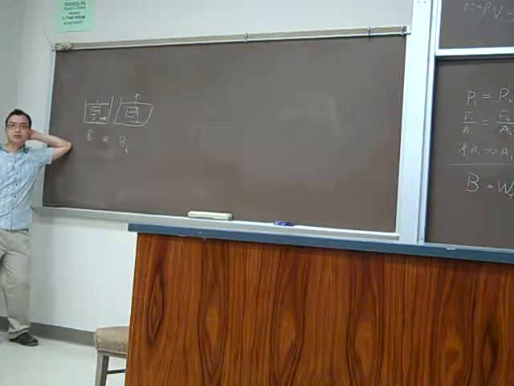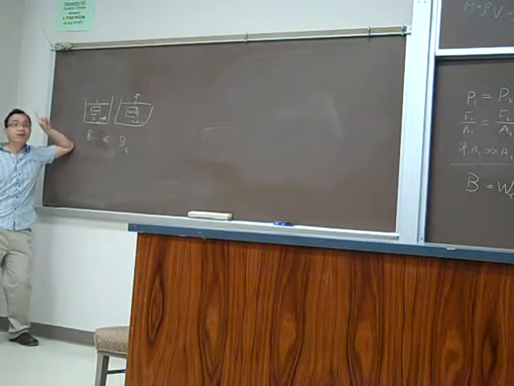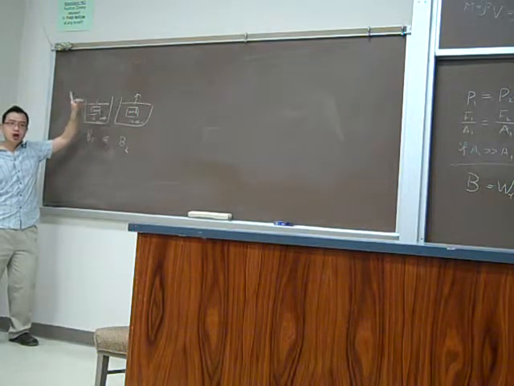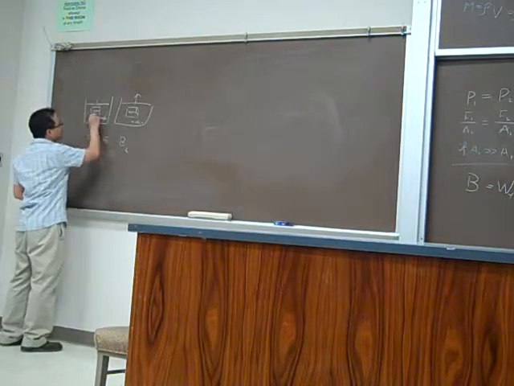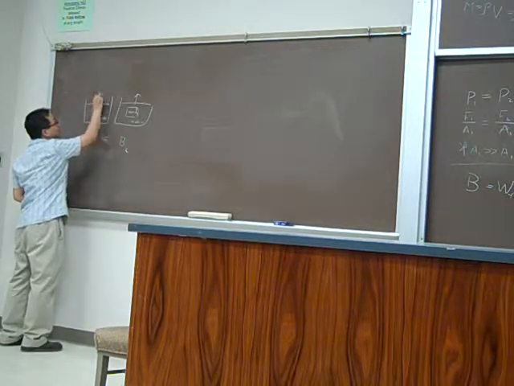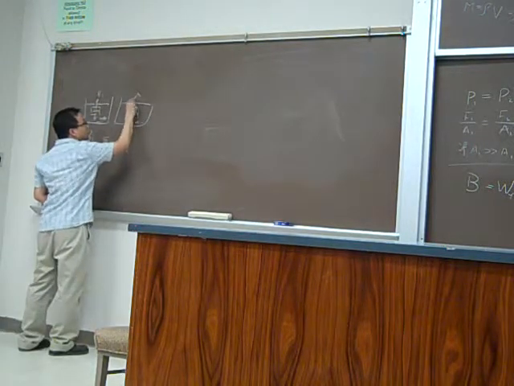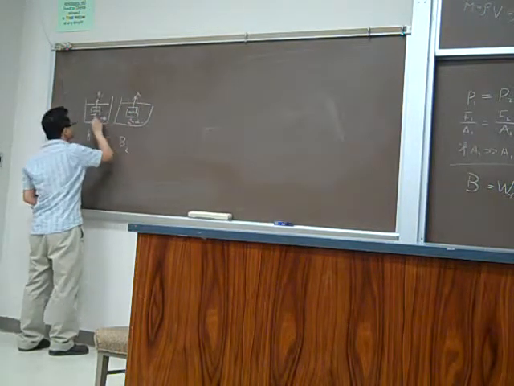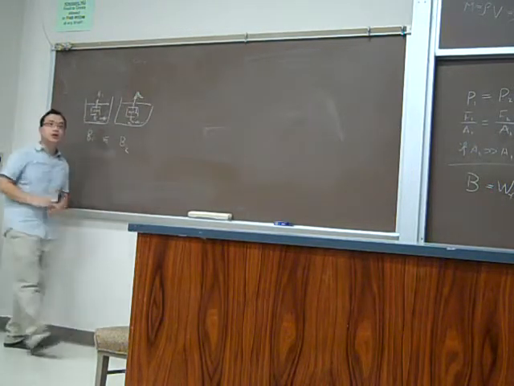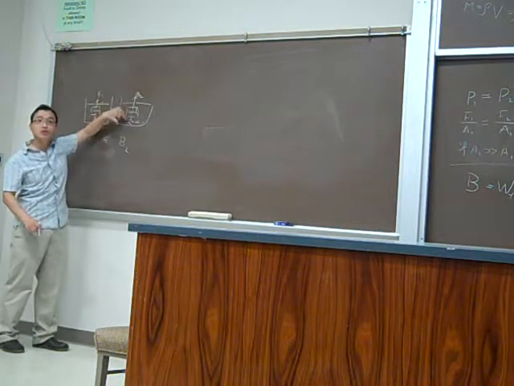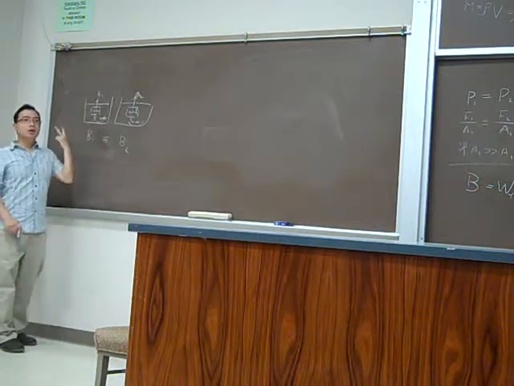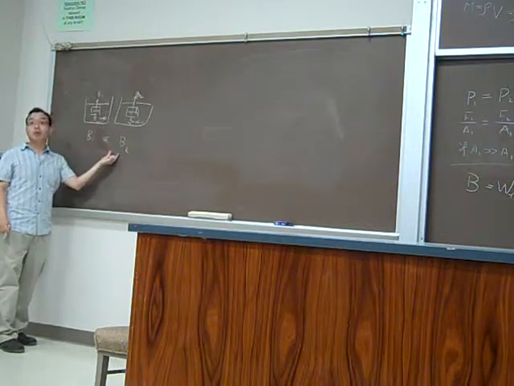Net force. That's the key. To determine the motion of the object, it's up to the net force, not just one force. So here, for each object, you have two forces, right? For this one, you have the weight and the buoyant force. This one also has the weight, W2, and the buoyant force. The combination of the two forces will determine the motion of the object, not just the buoyant force.